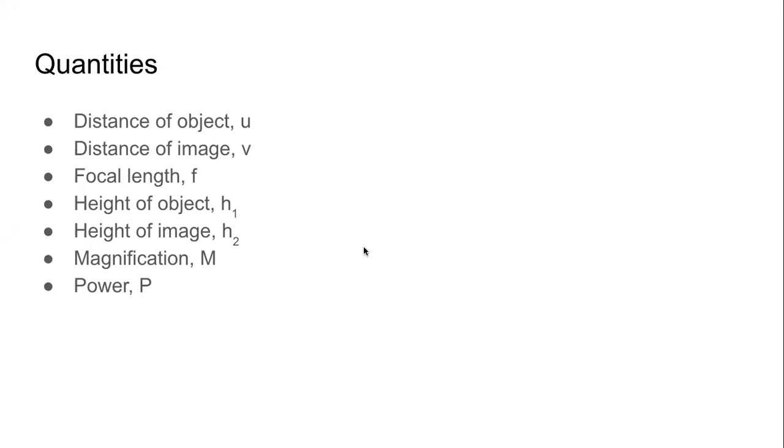Similarly, height of the image. हमने बोला ना, sometimes it is magnified, sometimes the image is diminished. So image का height कितना होगा precisely जानने के लिए, we will call these things H1 and H2. Similarly, focal length can be called F1 and F2.